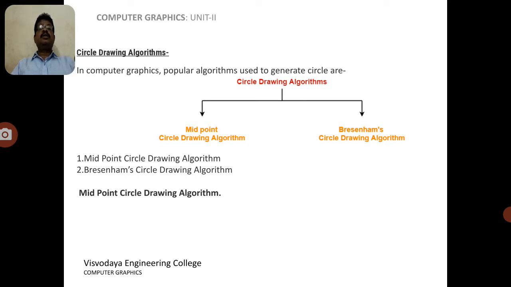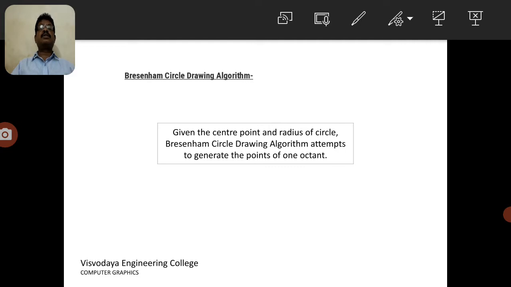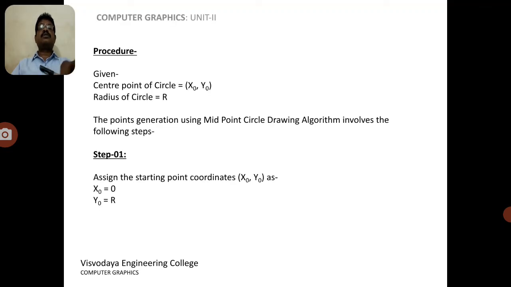Let me look at Bresenham's circle drawing algorithm. Given the center point and the radius of the circle, Bresenham's circle algorithm identifies two things: one is the center point and the second is the radius of the circle. Based on these two values, Bresenham's algorithm identifies the remaining coordinates of the circle. Now we will focus on this algorithm clearly. Let me start the procedure of Bresenham's circle drawing algorithm.